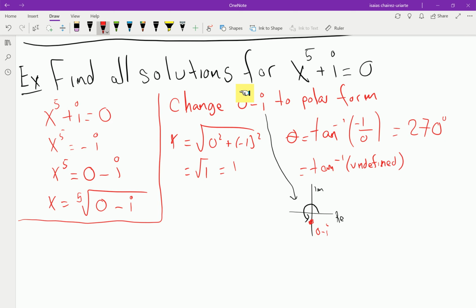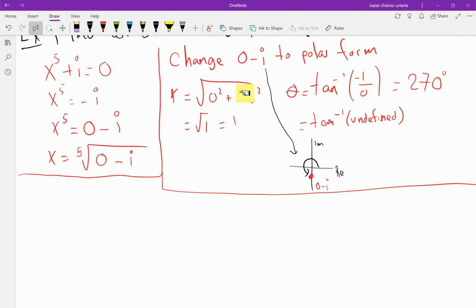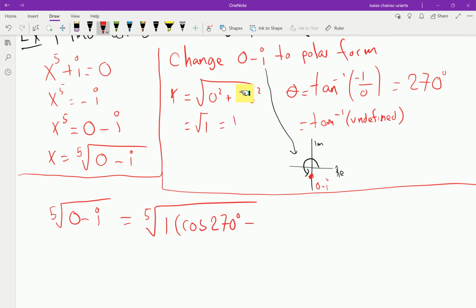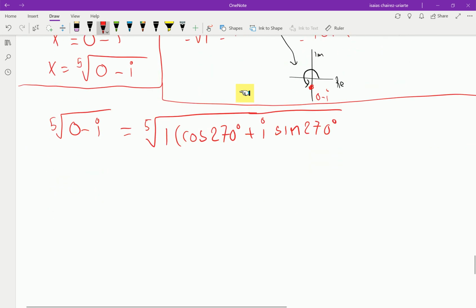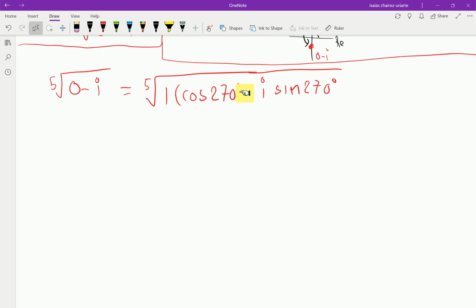All right, so I think I have what I wanted. I have the polar form of my complex number. So remember, right now I needed to find the fifth root of 0 minus i. Well, that's the same thing as the fifth root of 1 times cosine of 270 plus i sine of 270. Now this is where I gotta use DeMoivre's theorem.